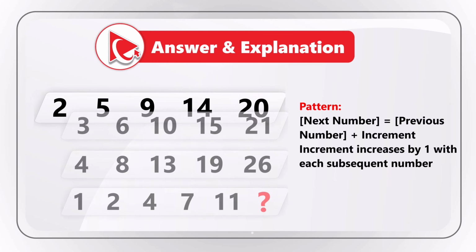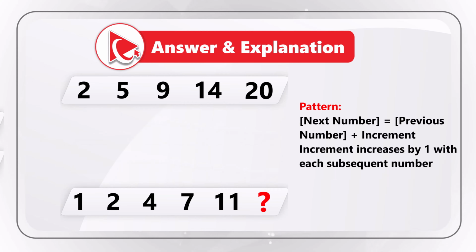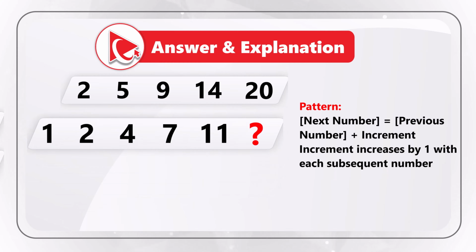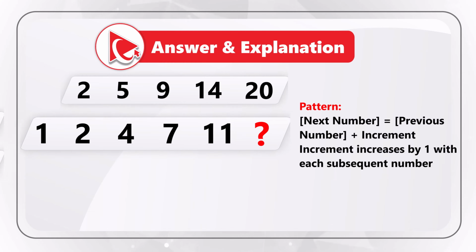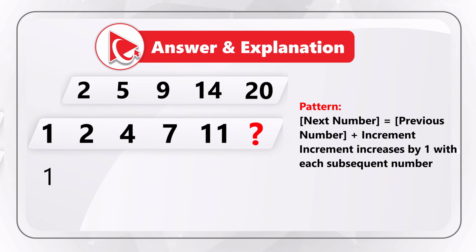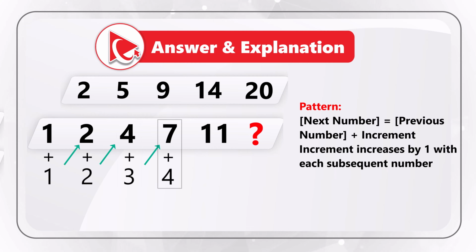I'm going to skip rows 2 and 3 so you can do calculations independently to practice your skills, but I am going to do the calculations for the last row. 1 plus 1 equals 2. The increment increases by 1, so 2 plus 2 equals 4. 4 plus 3 equals 7. 7 plus 4 equals 11. And last calculation, 11 plus 5 equals 16. So the correct answer here is choice A, 16.